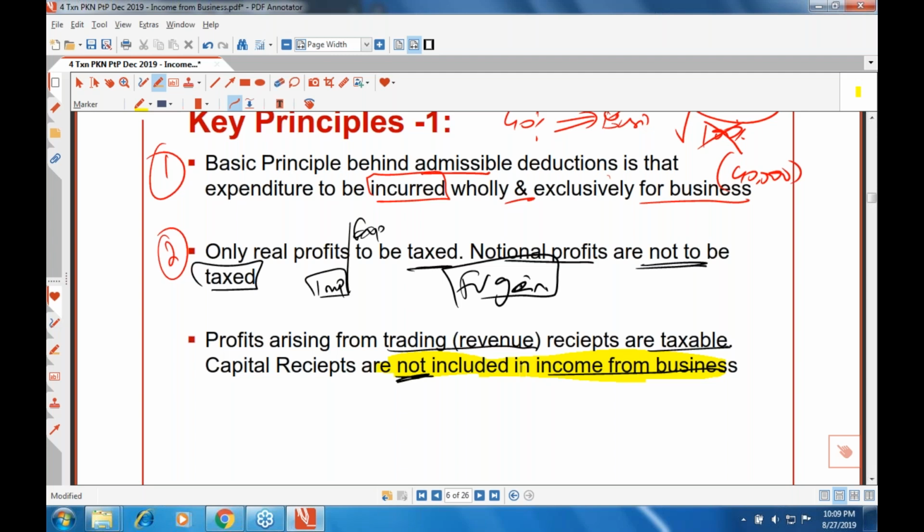Now what next is there? Let's move a bit forward. So these are the few principles with respect to the income from business. That is, only those expenditures which are incurred for the purposes of the business can be claimed, number one. Only real profits are to be taxed. The notional profits cannot be taxed. And only trading receipts are taxable.